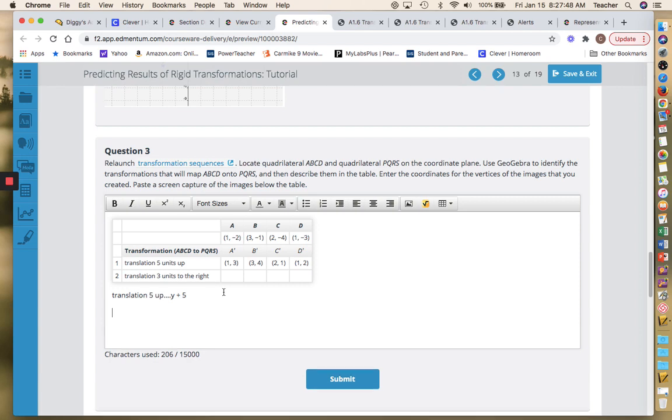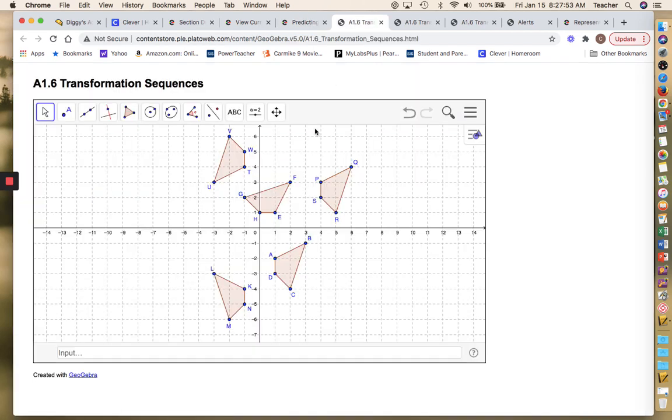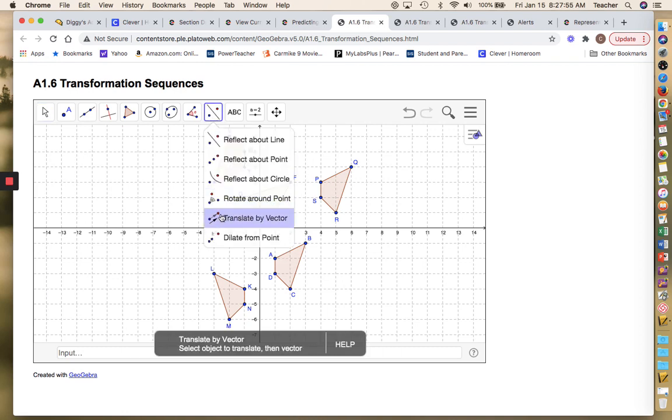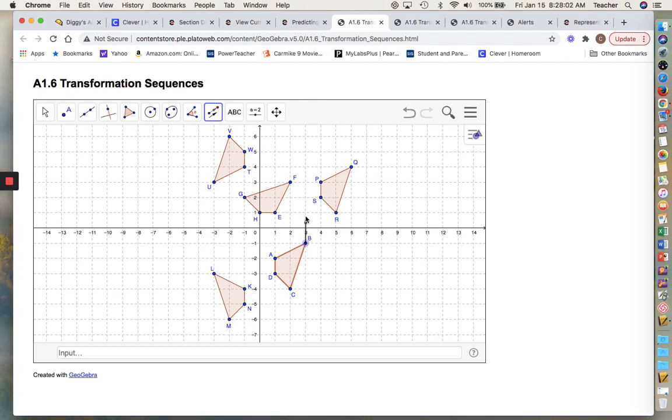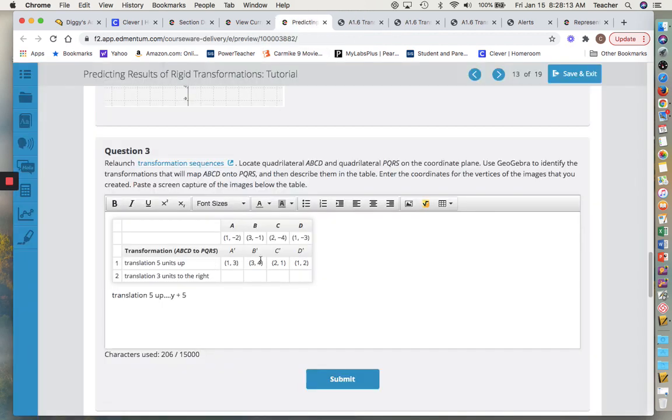All right, my visual people, we are translating the original 5 up. So we have to do a translation by vector. I'm going to pick my original figure. I'm going to select B, 1, 2, 3, 4, and 5. So it moves it up 5. All of these ordered pairs, A, B, C, D, will be the exact same as my cheat codes. And now I've got to take this image figure and translate it 3 to the right.